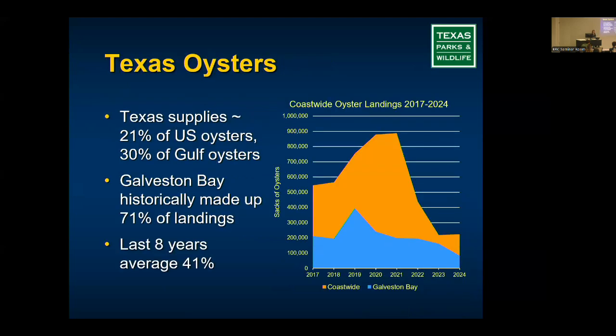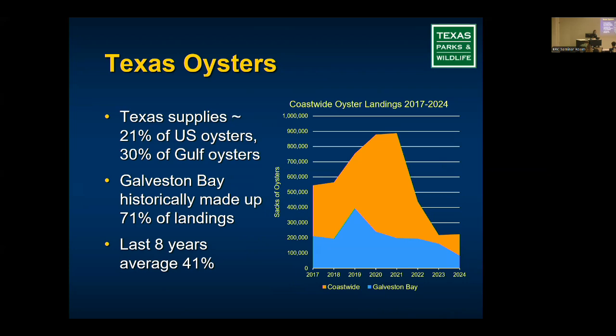So oysters are big business in Texas. Over the past 10 years, Texas has supplied approximately 21% of all US oyster landings. And for Gulf Coast oysters, they represent about 30%. Galveston Bay, which is the largest estuary in Texas, makes up a majority of the oyster harvest.